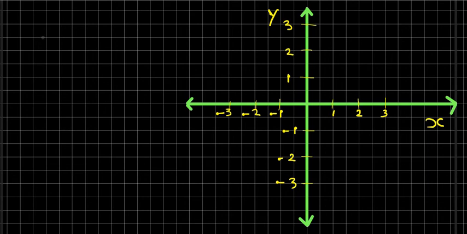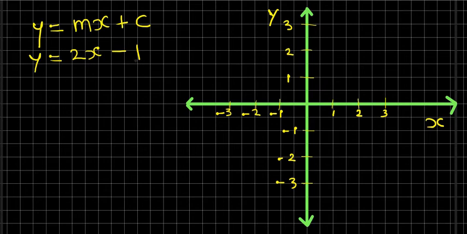We are back with another lesson and today we'll be talking about plotting linear equations. Now, a linear equation will take the form y equals mx plus c, where c is the intercept and m is our slope. Now in this case, let's consider this example, y equals 2x minus 1. In this example, minus 1 is our intercept, 2 is our slope.